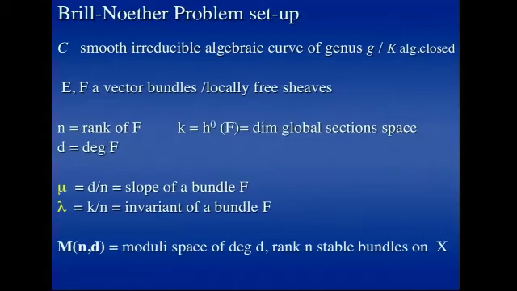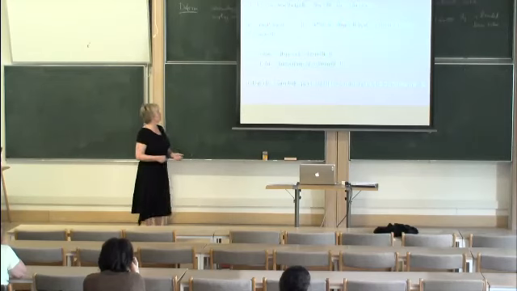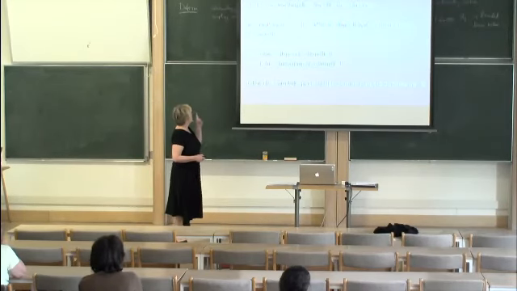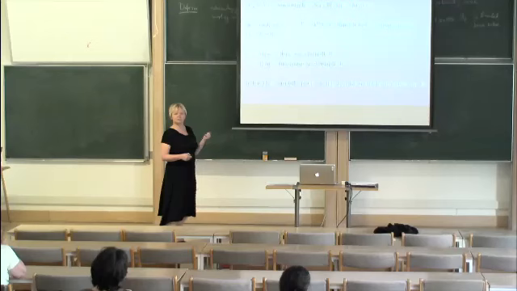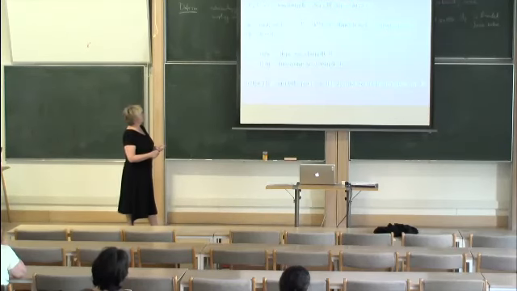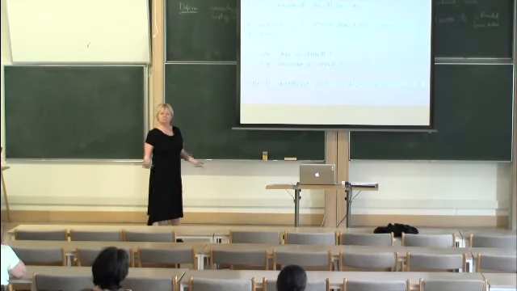Our setup is the standard setup for Brill-Noether theory. So we have a smooth, irreducible curve and vector bundles on it. n is the rank of F, k usually denotes the number of sections, d is the degree of F. Now we have these two invariants that made the idea of studying the problem independent of rank. So mu is degree divided by rank, and k divided by n would be lambda. And this let us make a nice picture for the problem to study.